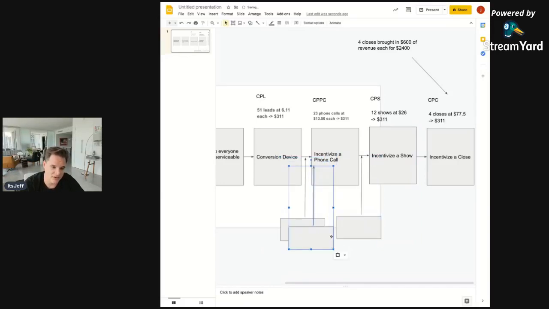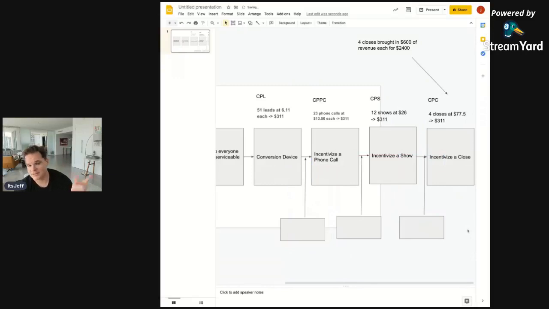And then if it turns out you're getting shows but not closes, well, you can do a deep dive and figure out maybe the staff just absolutely hates this person. Maybe the wait is too long. Maybe something is broken.